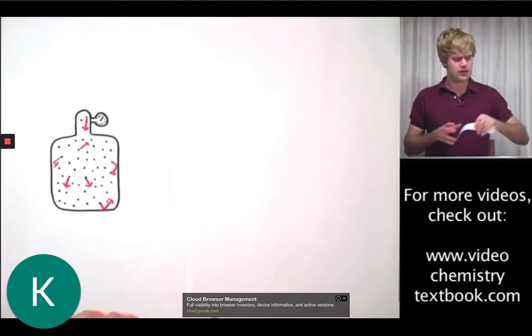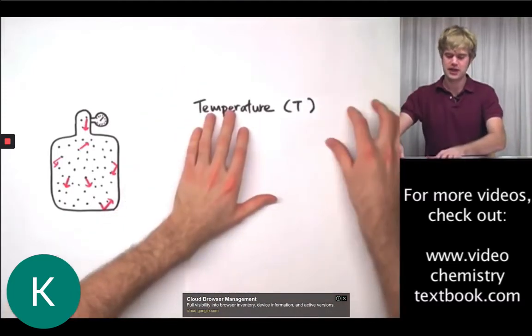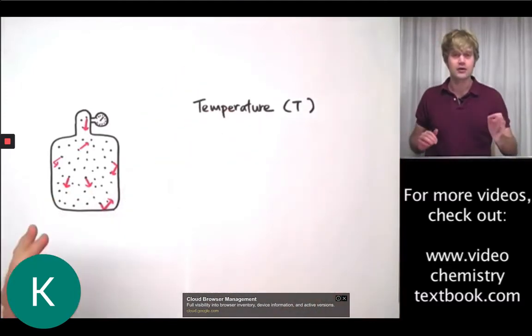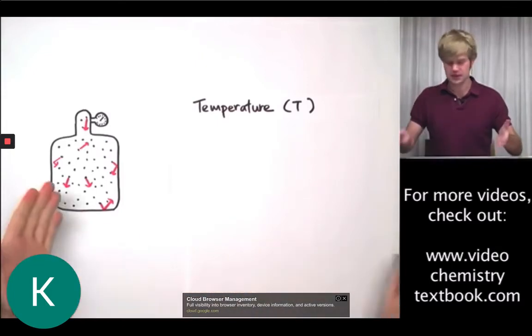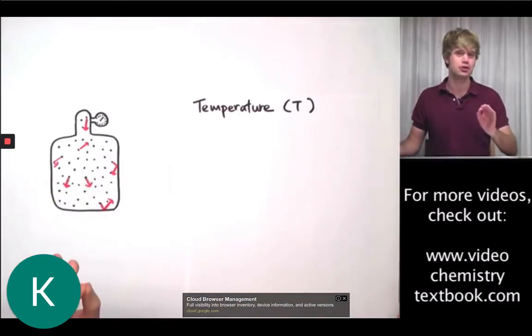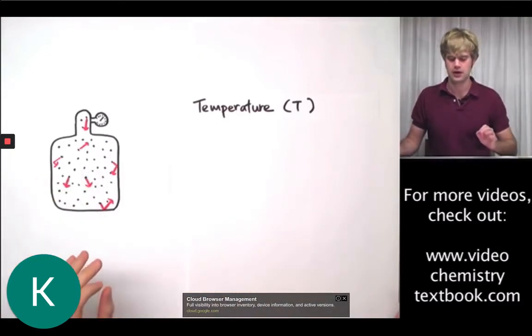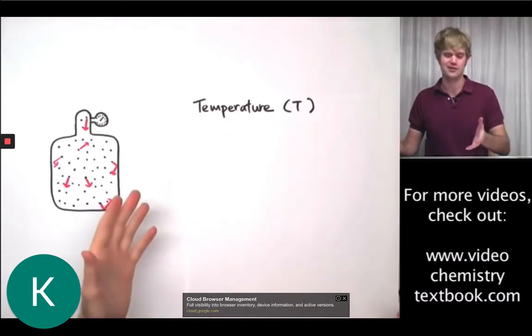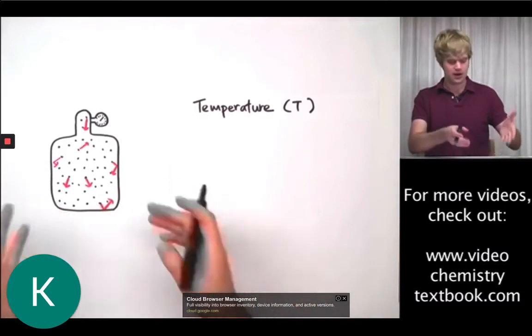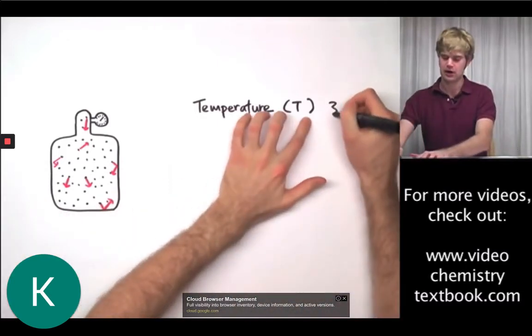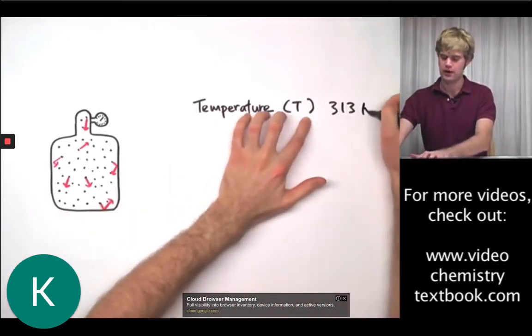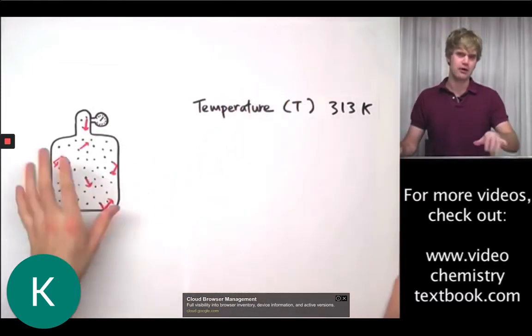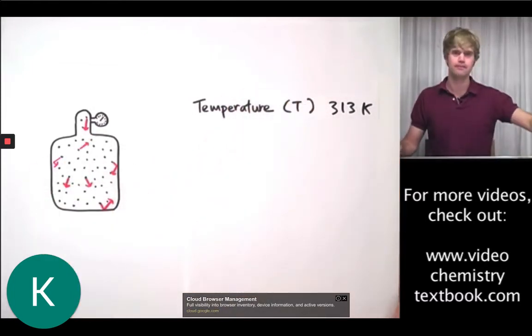One of the things that we could do is say what its temperature is. The higher the temperature, remember, the faster these gas particles are moving around. So temperature is very important when we talk about gas. Temperature for gases should always be reported in Kelvin. So we could say, for example, that the temperature of this one here is 313 Kelvin. That's how hot these gas particles in the sample are.